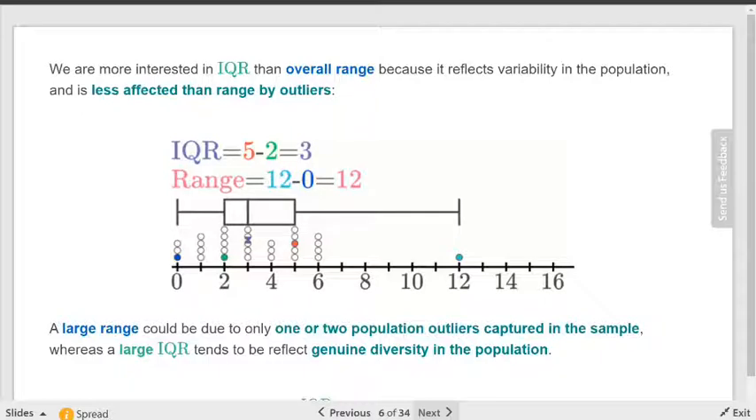So you do not have to mention range in your report. Instead, when we're talking about spread, you're going to use which thing? Interquartile range, right? Okay.